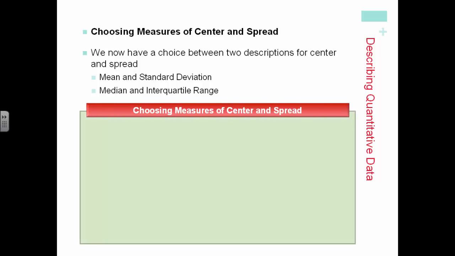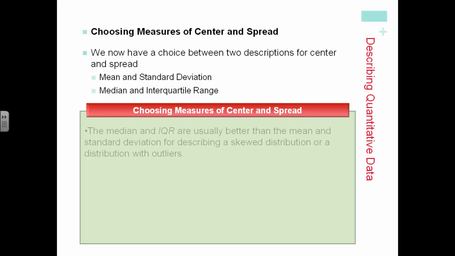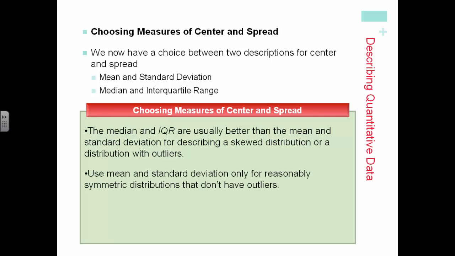Now we have a choice between two descriptions for center and spread. We can either use mean and standard deviation or median and interquartile range. Median and interquartile range are usually better than the mean and standard deviation for describing a skewed distribution or a distribution with outliers. Use mean and standard deviation only for reasonably symmetric distributions that don't have outliers.